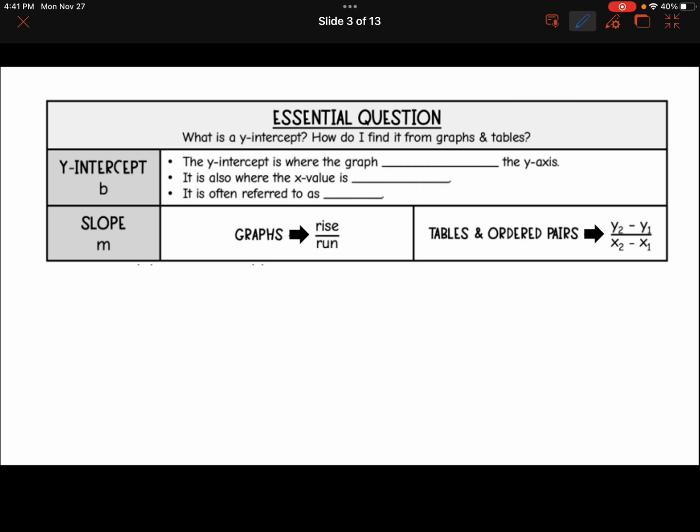You should be on the side that is labeled lesson 4.5. And you've got your essential questions up here at the top. What is the y-intercept? How do I find it in graphs and tables? We know what the y-intercept is. The y-intercept is where the graph crosses the y-axis.